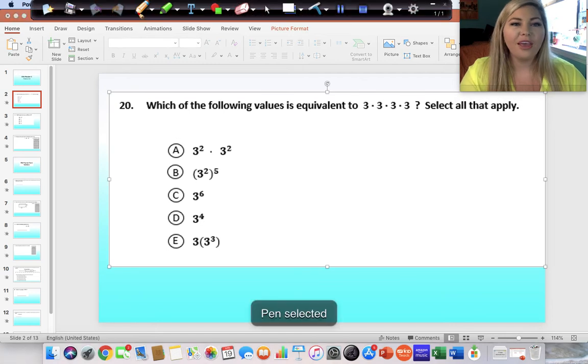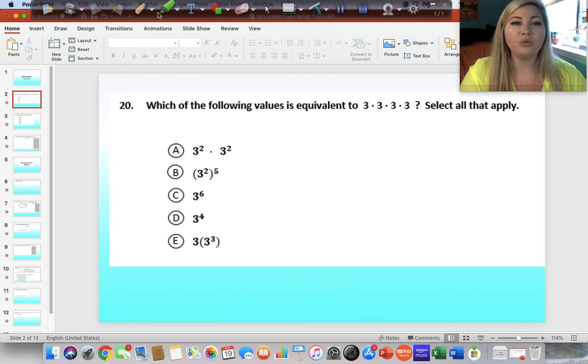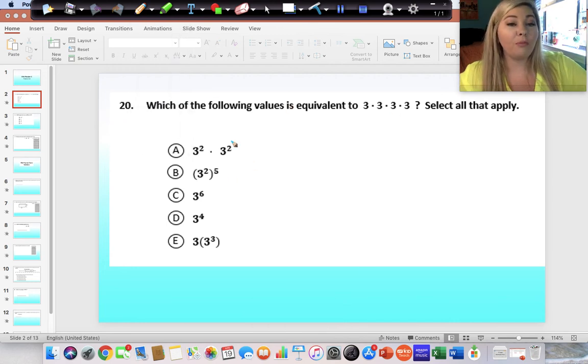Okay, which of the following values is equivalent or equal to 3 times 3 times 3 times 3? Select all that apply. So there will be more than just one answer here. Anytime it says select all that apply, you're looking at more than one answer. If you notice, 3 times 3 times 3 times 3, there are 4 3s, so this will definitely be 3 to the 4th power, which is D. It will not be 3 to the 6th power.